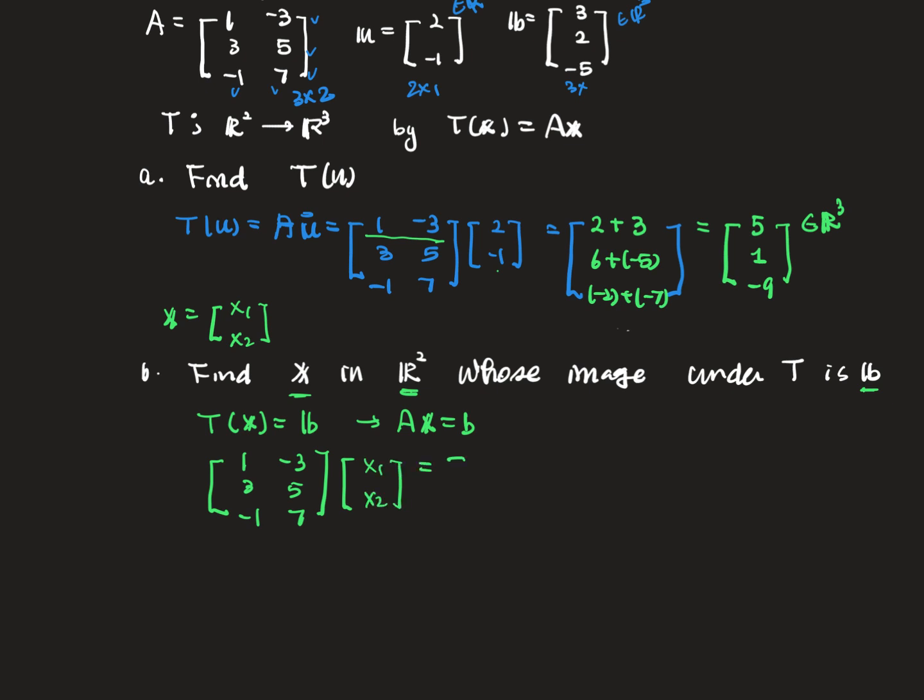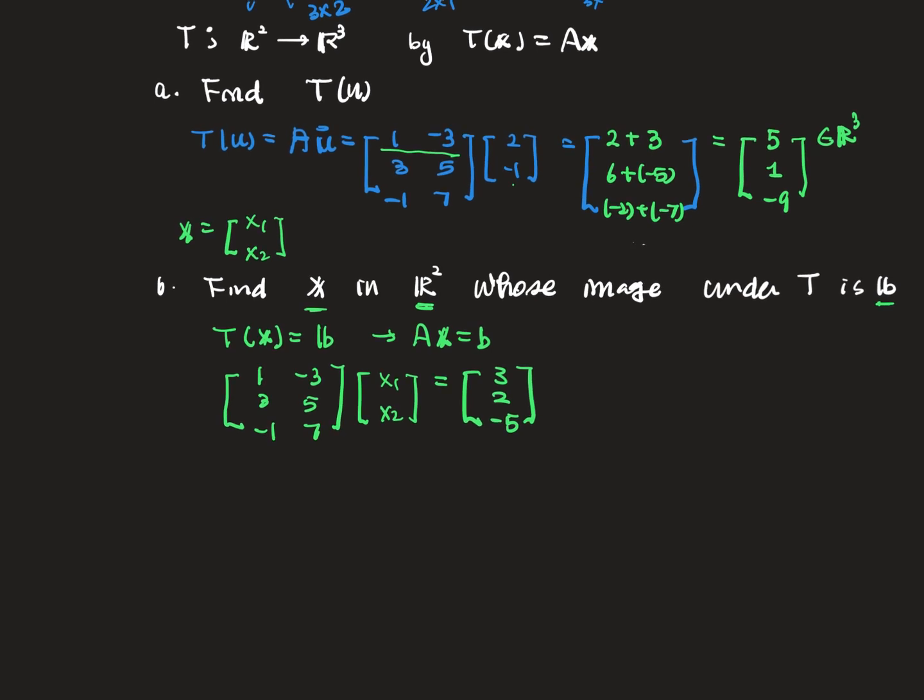That's going to be the B vector. B vector is going to be 3, 2, negative 5. This is a matrix equation, guys. Augmented matrix, remember, is going to be 1, negative 3, 3, 3, 5, 2, negative 1, 7, negative 5. Okay? This is the coefficient matrix. This is the constant matrix. We're going to solve the augmented matrix, guys.